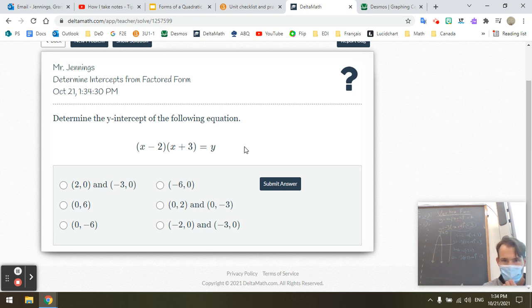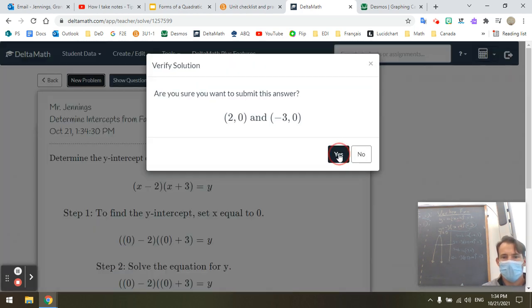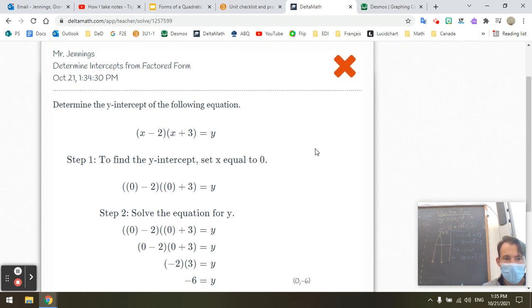Where does this parabola touch the x-axis? So I would look at that and I would say, well, looks to me like 2 is a good choice because if I put a 2 in there for x, y would be 0. And -3 is a good choice because if I put -3 in there for x, y would be 0. So the answer is this one. Submit answer, yes. No, really?